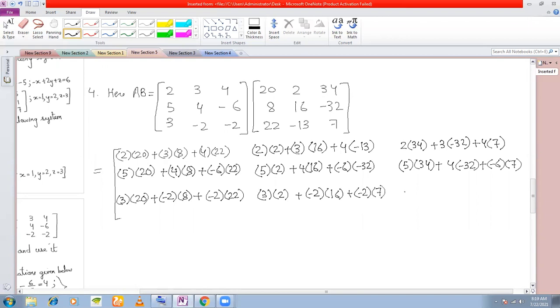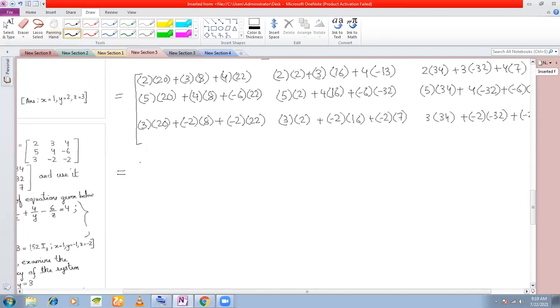Finally, third row, third column: 3 into 34, plus minus 2 into minus 32, plus minus 2 into 7. Okay, so this is what AB is.